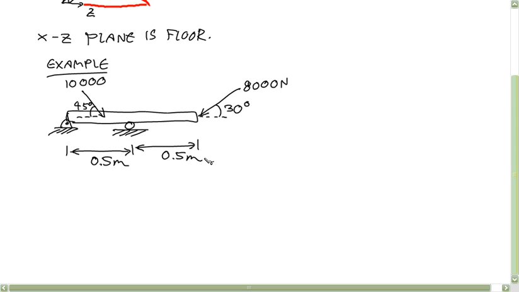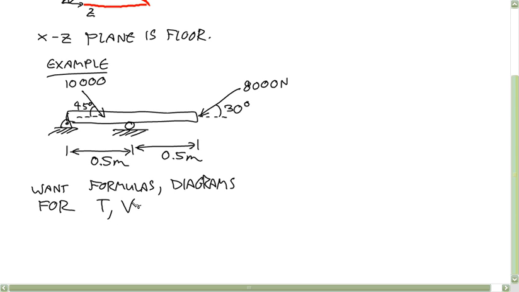Okay, so let's think about, we want the formulas, say, and the diagrams, which are just graphing those formulas, that represent the tension, the shear force, and the bending moment as you move along the length of this beam.